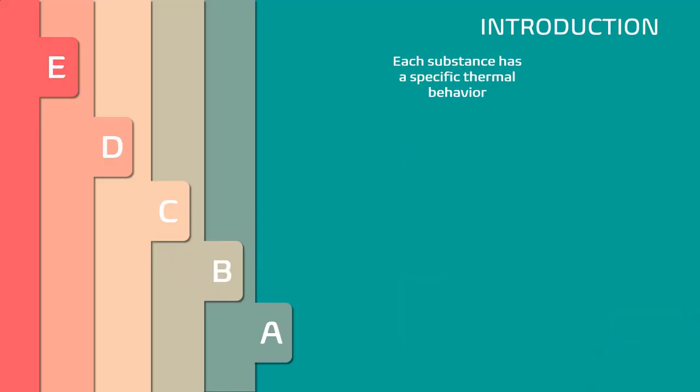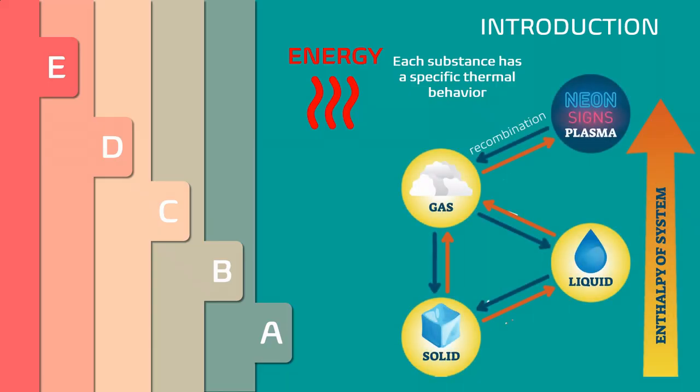Well, each substance has a specific thermal behavior. The phase changes that a substance undergoes, from solid to liquid and liquid to gas, for instance, always involve the absorption or release of energy, normally heat. In other words, every phase change happens at a specific temperature, which is characteristic of that substance under certain conditions.